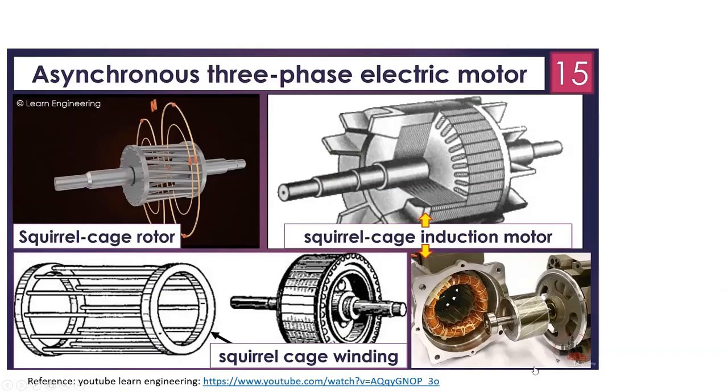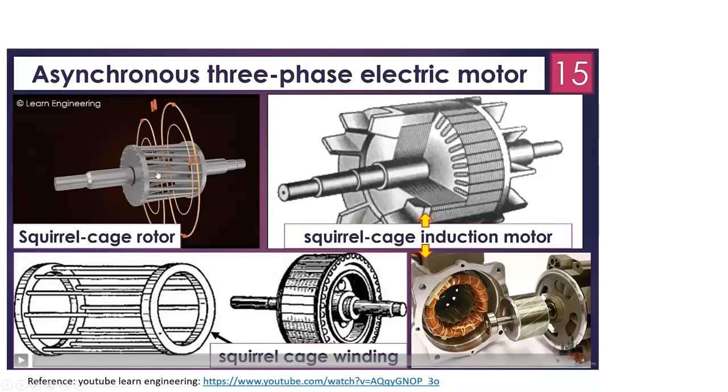This is also one of the overviews. You can look at the overview of the construction of a three-phase motor, how it is constructed. This is the rotor I was talking about, one type called the squirrel cage rotor. We have two types of rotors: the squirrel cage rotor and the slip ring or phase wound rotor.